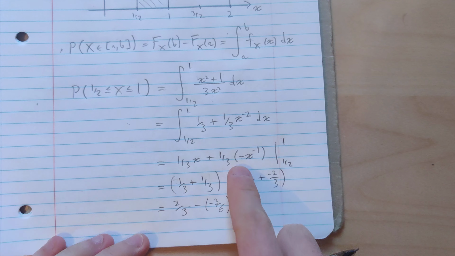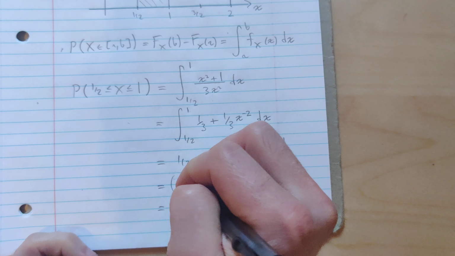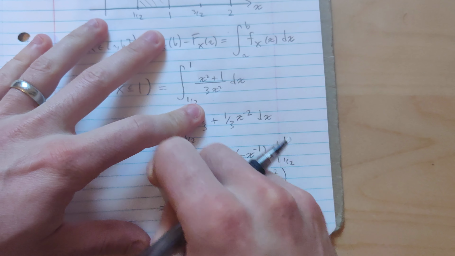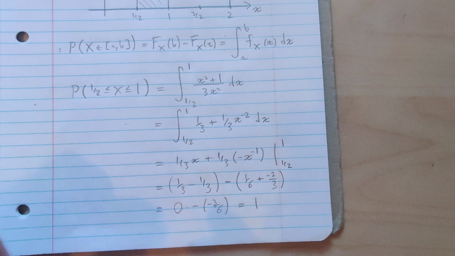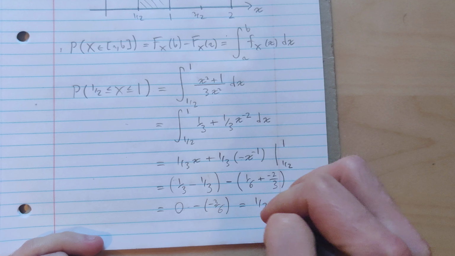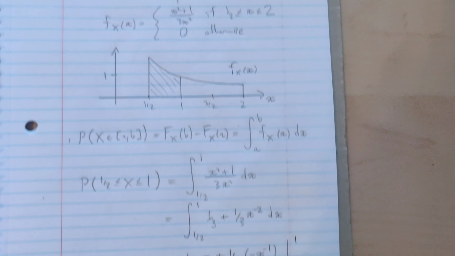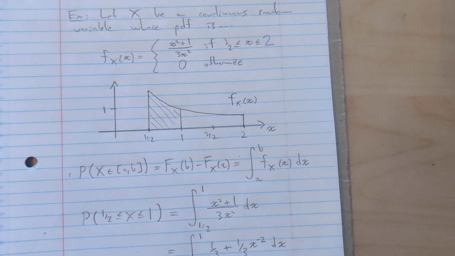Okay. Oh, wait, I missed a sign, right? There's a minus sign in here. That's 1/3 minus 1/3. Okay, whoops. So that's a 0. So we have 0 minus 3/6. That's just 3/6. 1/2. Okay, so it turns out the probability that x lands between 1/2 and 1 is 50%. That area is 1/2.